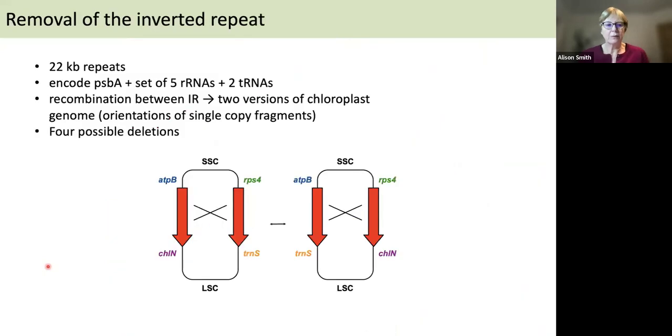So as I've mentioned, we wanted to see the largest size that we could knock out using this approach, and we targeted the inverted repeat. These are 22 kilobase pair sequences in opposite orientation, and this allows recombination between them, so that the so-called small single copy and large single copy regions swap around relative to one another. And the sequences which are repeated contain the ribosomal RNAs, 2 of the tRNAs, and one of the subunits of photosystem 2.